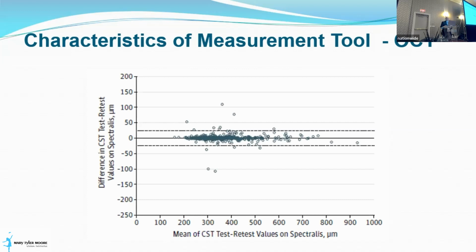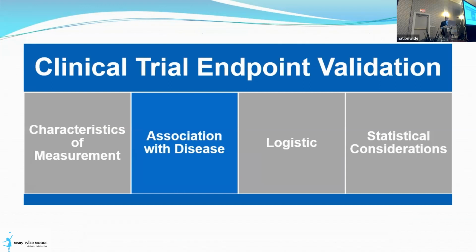It's, like I said, a pretty objective measure. We can learn a lot, but it does take a lot of patients to get a really good handle on those characteristics. Okay. So the next bin I want to talk about is association with disease.